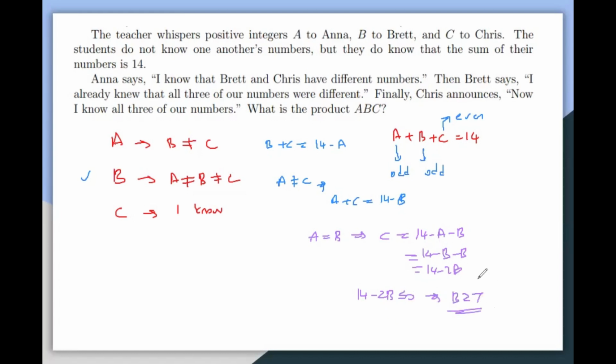You can easily make this deduction, because if A and B are equal, then this is C, but we know that A and B are not equal. They have to be different, which is why this has to be impossible, that is, 0 or negative. So that's why B has to be at least 7, which is cool.